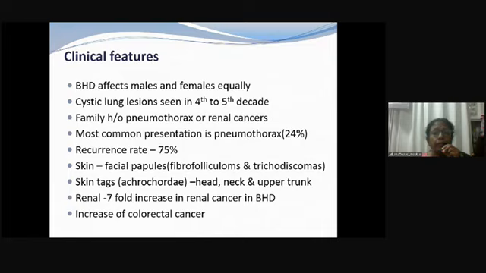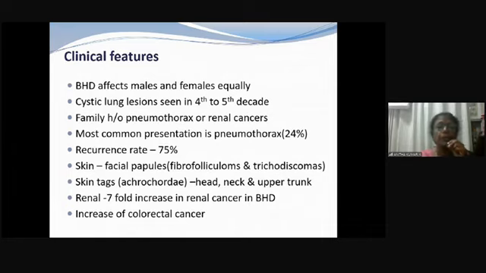So it can affect males and females equally, and the lesions are seen in the 4th to 5th decade. There may be a family history of pneumothorax or renal cancers. The most common presentation is a pneumothorax with high recurrence rate, and the skin may show fibrofolliculomas or trichodiscomas. Skin tags or acrochordae may be seen over the head, neck, and upper trunk. There's a 7-fold increase in renal cancer in Birt-Hogg-Dube syndrome, and also a significant increase in colorectal cancer.